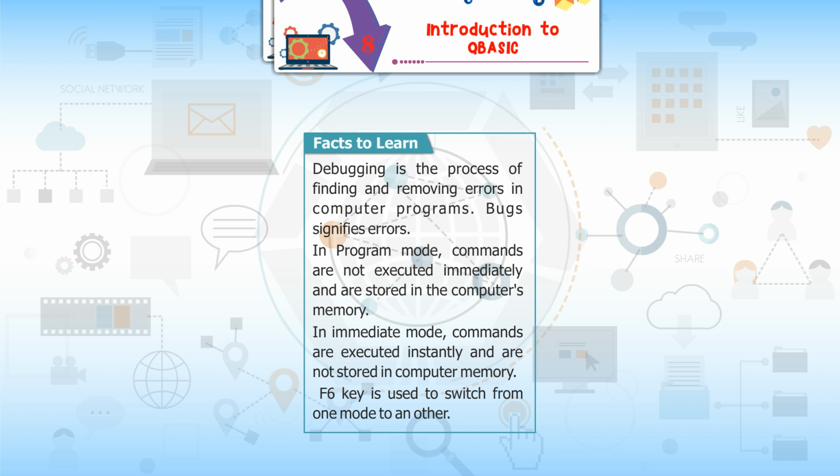Facts to learn. Debugging is the process of finding and removing errors in computer programs. Bugs signify errors. In program mode, commands are not executed immediately and are stored in the computer's memory. In immediate mode, commands are executed instantly and are not stored in computer memory. The F6 key is used to switch from one mode to another.